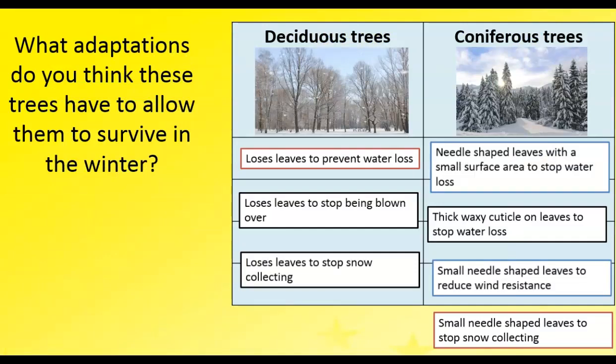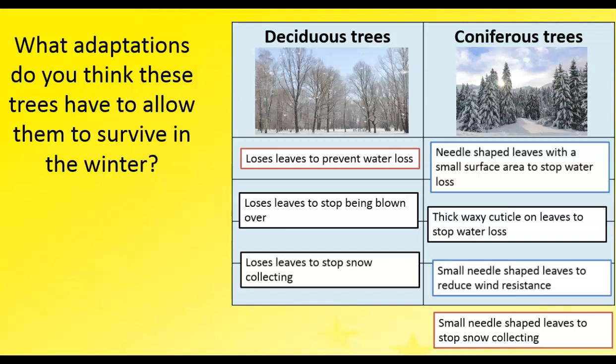Okay, so hopefully you've had a chance to look at those and the answers are fairly straightforward. So let's look at the deciduous trees first. They are going to lose their leaves in the winter. They lose them, one, to stop water loss. If they don't have leaves, they don't have stomata, so of course they can't then lose water vapour through their stomata. They also lose their leaves to stop them being blown over.